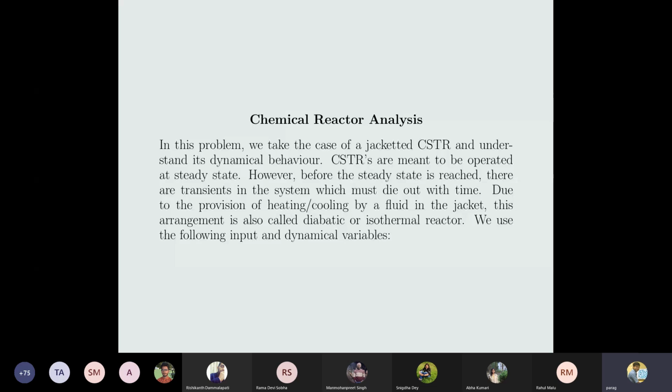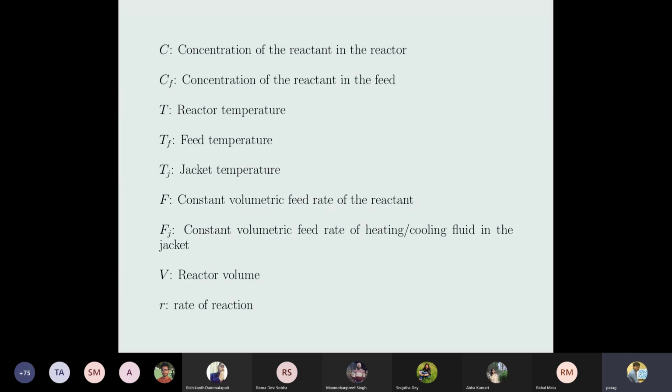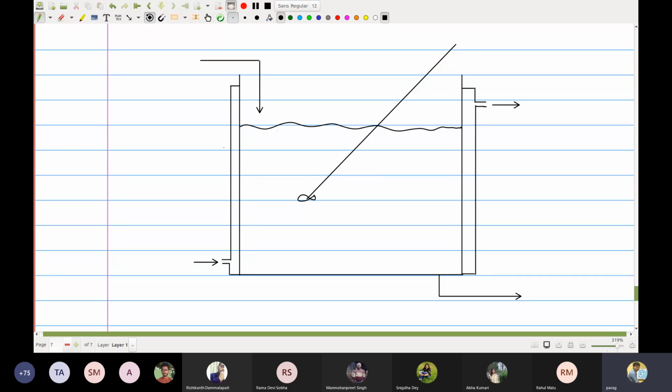Let's see how. We'll use the following input and dynamical variables. Concentration of the reactant in the, so let's try to write here. What's going to happen is that you will have feed concentration. So there would be a concentration of certain reactant in the feed, that would be CF. There would be a flow rate, and that molar flow rate would be F per unit time. And the feed would be coming in with a certain temperature, which would be called TF.